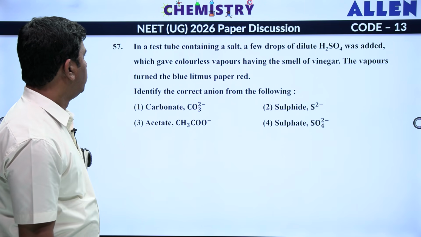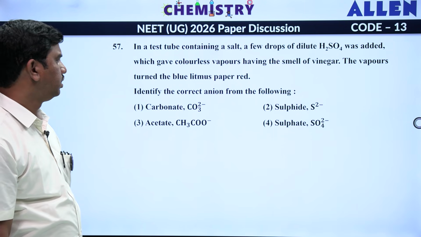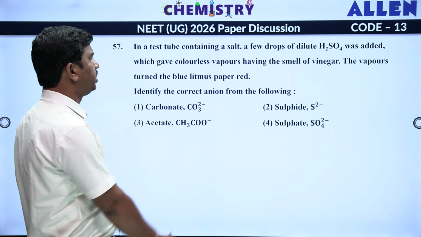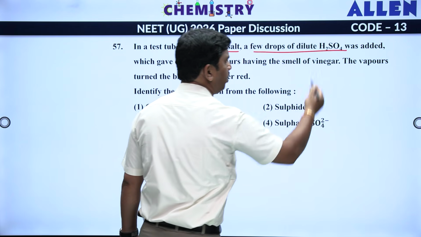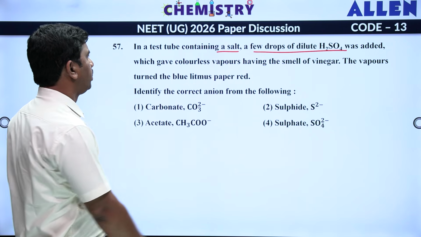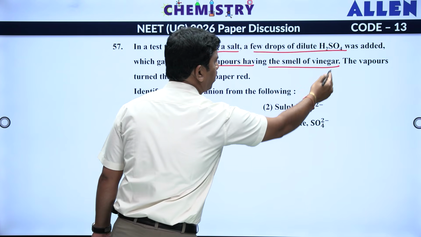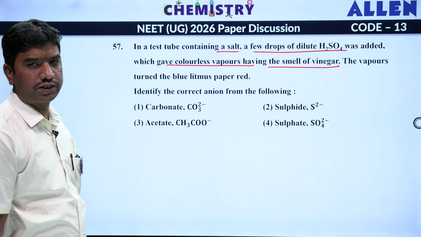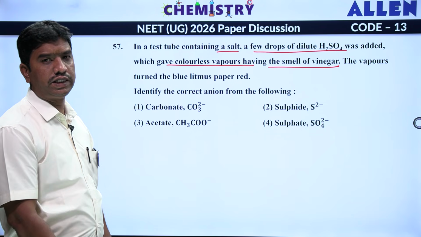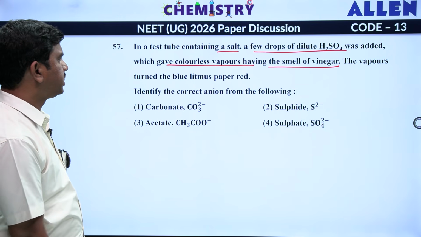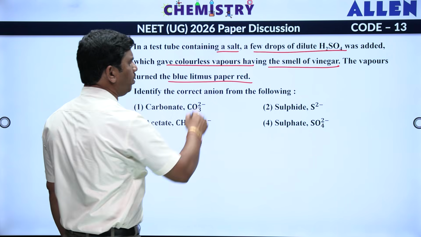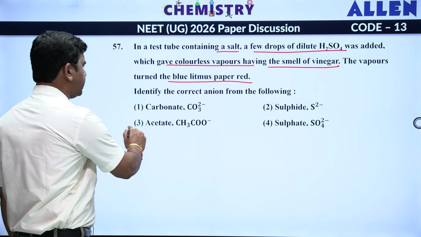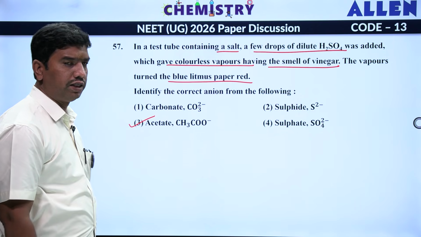Next one, 57. This is one of the questions given from salt analysis, right. Here they mentioned a salt, few drops of dilute sulfuric acid added, and colorless vapors having the smell of vinegar. So here only a hint is given. Acetate ions have vinegar smell. So if you add sulfuric acid, you will get acetic acid. Acetic acid turns blue litmus paper to red. So they gave a direct hint in the question only. So acetate, option 3 is the answer for the 57th one.